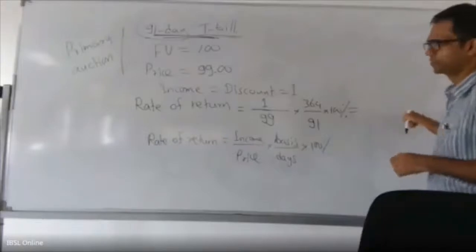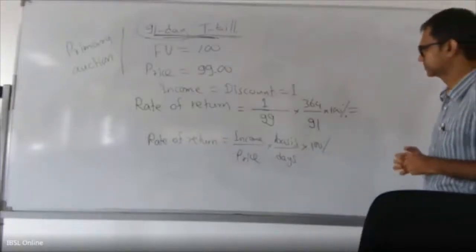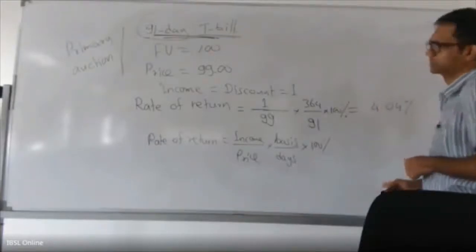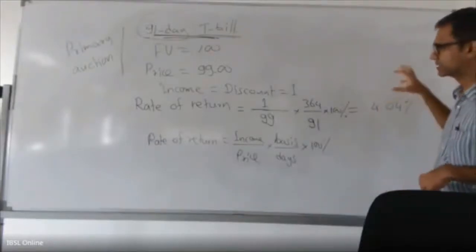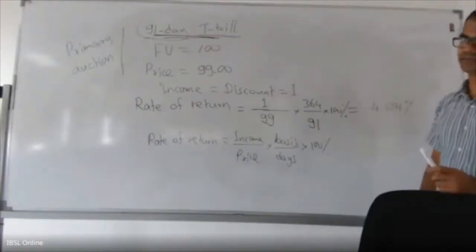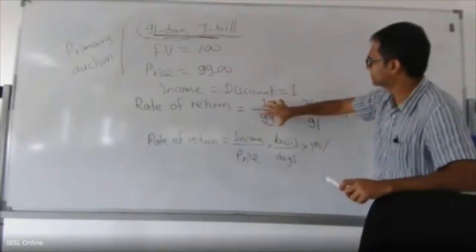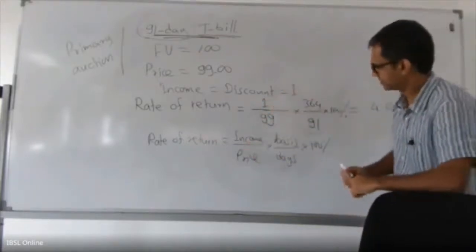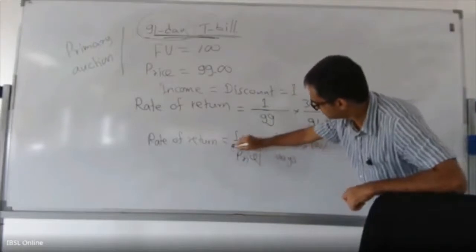What is the rate of return? 4.04. 4.04%. So it should be more than the discount rate. What is the difference between this equation and the discount rate equation? Only this part.